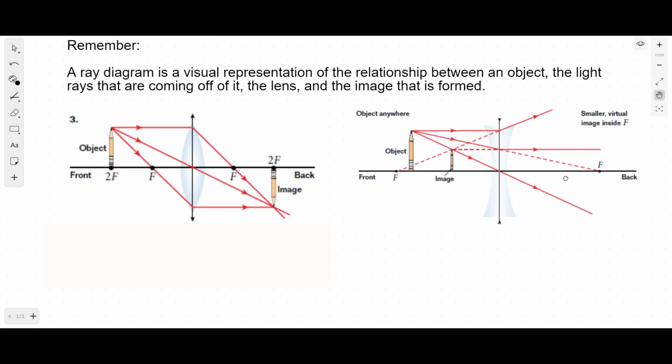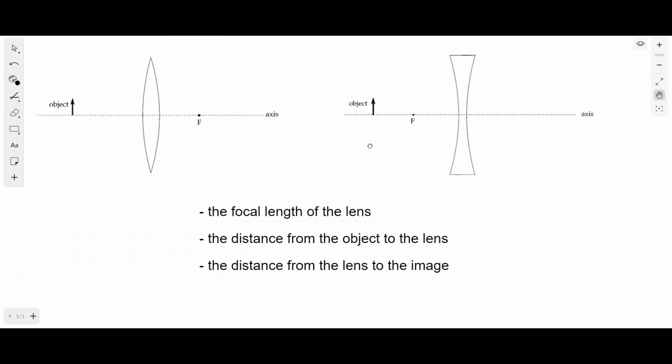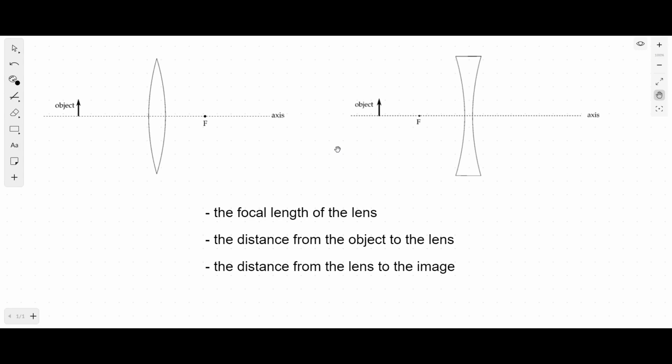So the point I'm trying to make is that for both lenses, there are 3 things at play when considering where the image will be. The first thing is the focal length of the lens. That means, where is f in relationship to the lens? How far away is the focal point from the lens? The focal length of a lens is dependent on its geometry. How thick is this lens? How big is this lens? That will change the focal length of the lens. We're going to refer to that as f, small f.